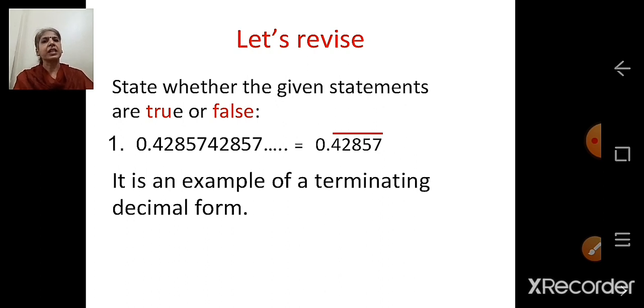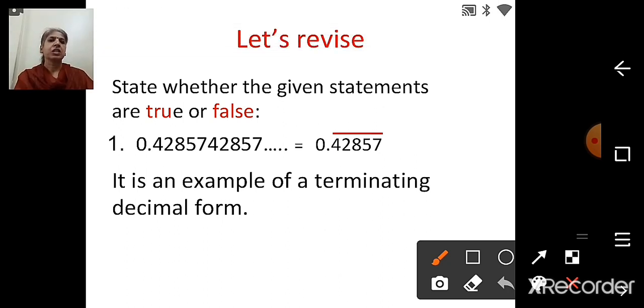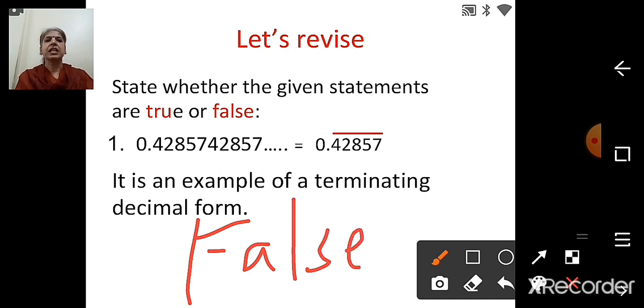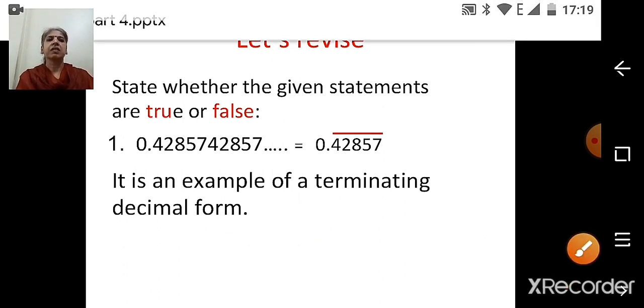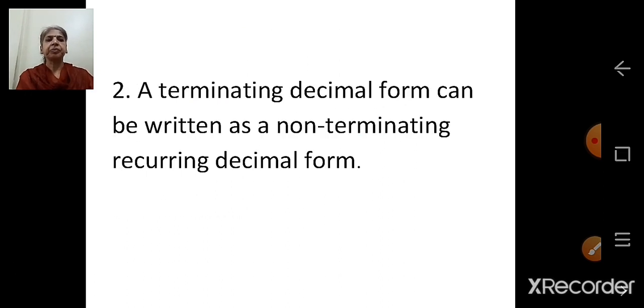Yes children, we have studied this in the previous session, terminating and non-terminating. So it is an example of terminating decimal form. Answer is false. It is an example of a non-terminating recurring decimal form, right? It is non-terminating, and recurring, the same digits are recurring. Okay, so the answer is false.